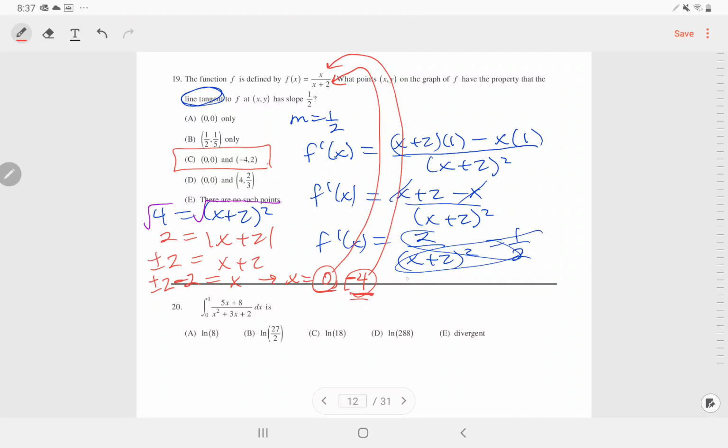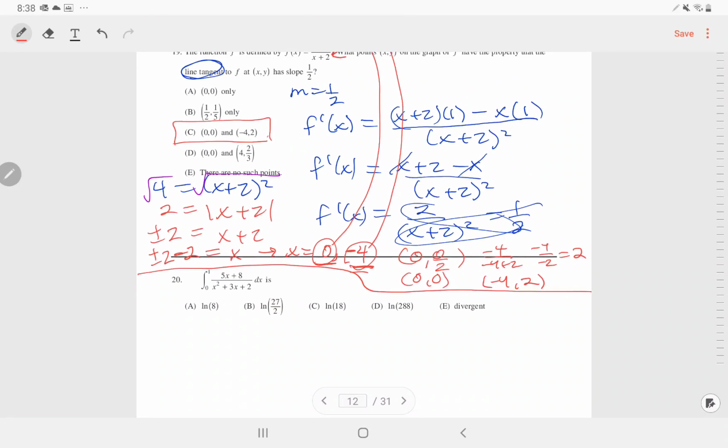So when I substitute in 0, I get 0 over 2, which is 0, 0. And let me just kind of block this out. And then negative 4 would be negative 4 over negative 4 plus 2, which is negative 4 over negative 2, which is 2. So that would be negative 4 comma 2, which are the points they said, which is C, which is the answer for this one. Okay, number 20.